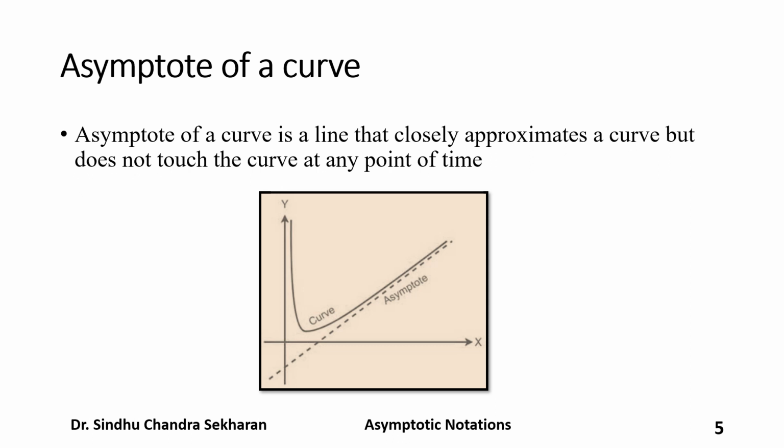Asymptotic is a Greek word. It means approximation. Asymptotic notation is one of the approaches, and it uses the theory of approximation to identify a more relevant algorithm when you have lots of solutions. Here you can see a curve. The asymptote of this curve is a line, this dashed line, that closely approximates the curve but does not touch the curve at any point of time.